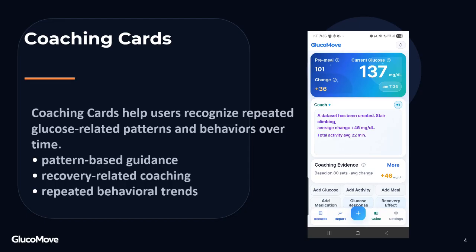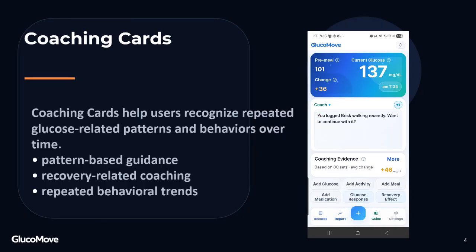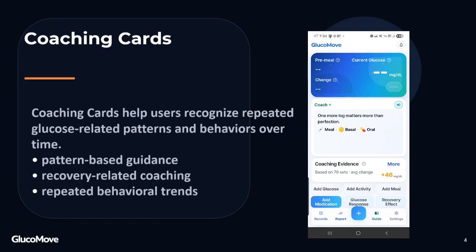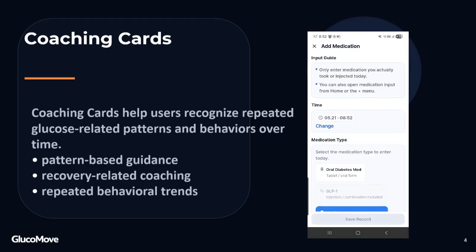Datasets are only created when activity is included as part of the sequence. For this reason, we encourage users to build connected datasets consistently whenever possible. Over time, these datasets can help reveal personal glucose patterns, behavioral trends, and recovery-related responses. The goal is not simply to collect more data, but to better understand your own patterns and gradually improve them over time.